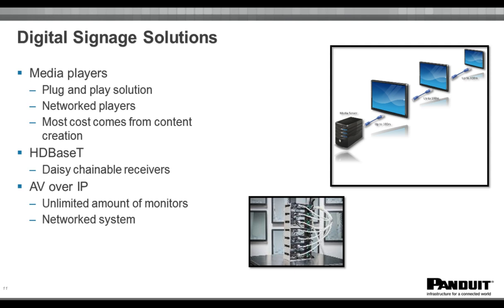Another way people did digital signage was HDBaseT, because it has that daisy-chainable functionality, so you could daisy chain up to 5 receivers behind multiple signs. This is actually getting replaced pretty quickly by AV over IP. AV over IP, in my personal opinion, is going to be the way of the future for digital signage because it's just so easy. It's so easy to add another sign, add 10 more signs, add 20 more signs. The possibilities are pretty much endless.